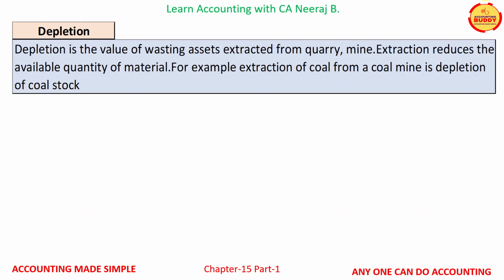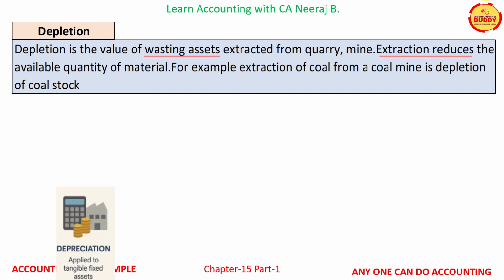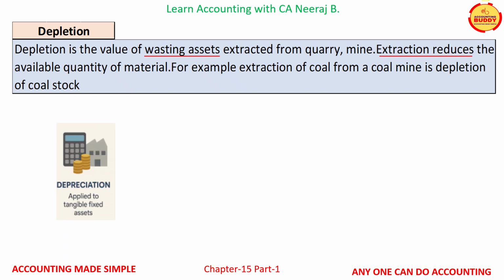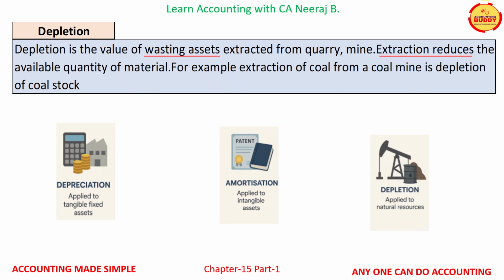Depletion is the value of the wasting assets extracted from the quarry or a mine. Extraction reduces the available quantity of the material. For example, extraction of coal from a coal mine is depletion of the coal stock. Therefore, always remember depreciation is applied on tangible fixed assets, amortization is applied on intangible fixed assets, and depletion is applied on natural resources.